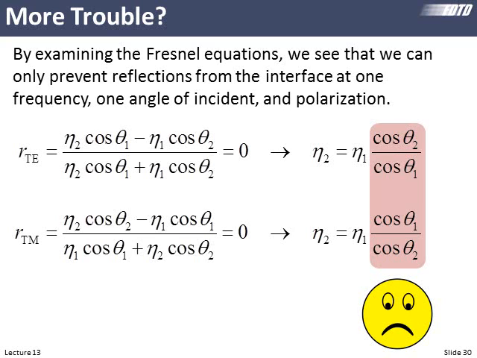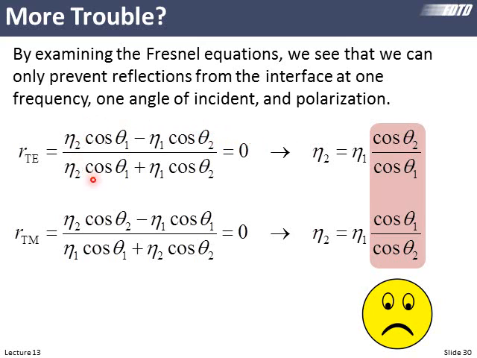Well, we have some more trouble. Now let's look at our Fresnel equations. So here's the reflection for the TE polarization. We want reflection always to be 0. So we'll set this equal to 0. And we're doing a similar thing down here for the TM polarization. But let's look at this. So we're setting this expression equal to 0 because we want 0 reflections going into our PML.